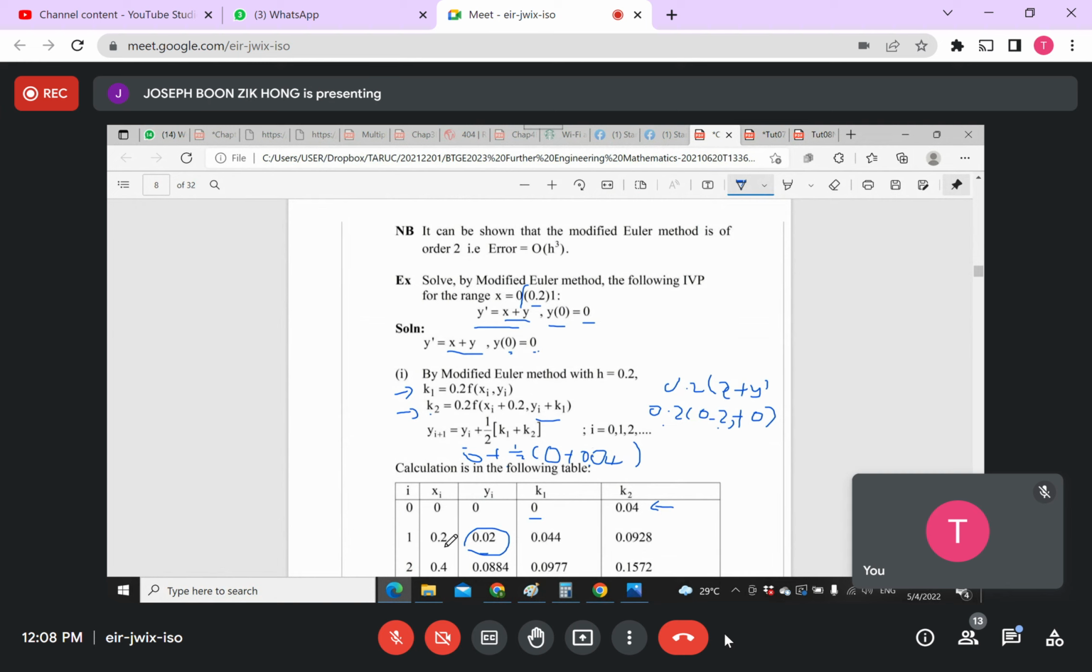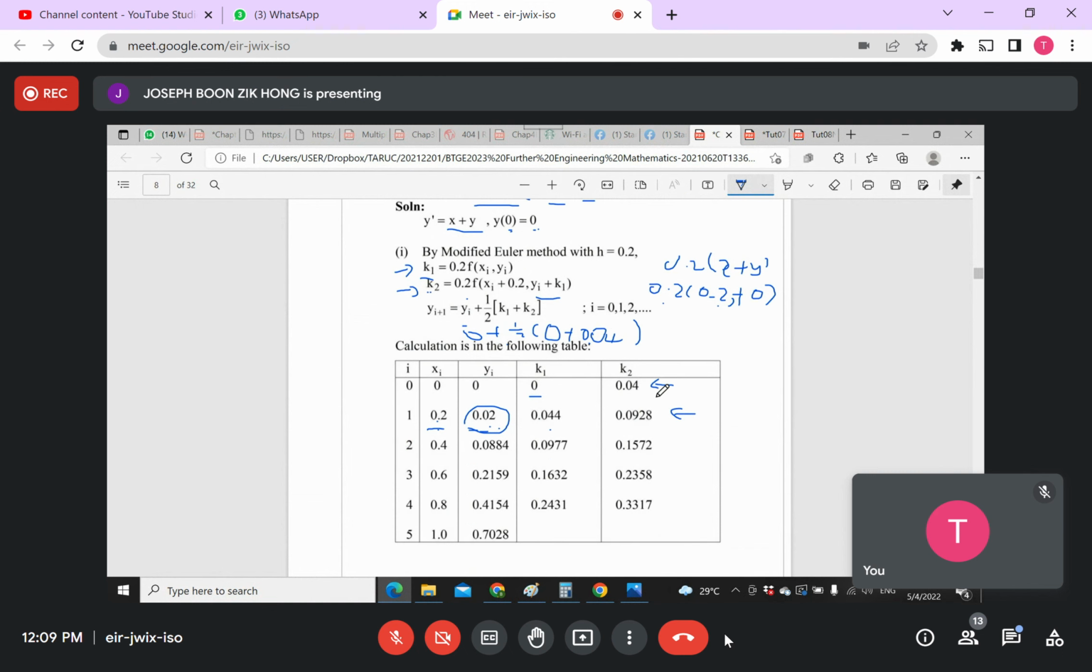And by using the same way, now you have your x, you have your y, you get the K1. So what is your K1 again? 0.2 plus 0.02, which is 0.22 times 0.2, so you will get 0.044. And then get your K2. K2 is what? 0.2 times your 0.2 plus 0.2, so become 0.4, plus your y 0.02 plus your K1 0.044, times again 0.2, you will get this one.